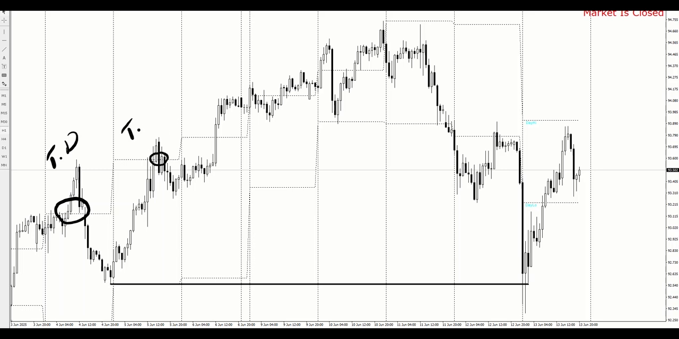This again became a TD. Why? Because they broke this area over here. And then they pulled all the way back down. This is giving a buy low opportunity. Sometimes the retest will happen on the day itself. What did they do the next day? They gave an opportunity all the way back to the top.